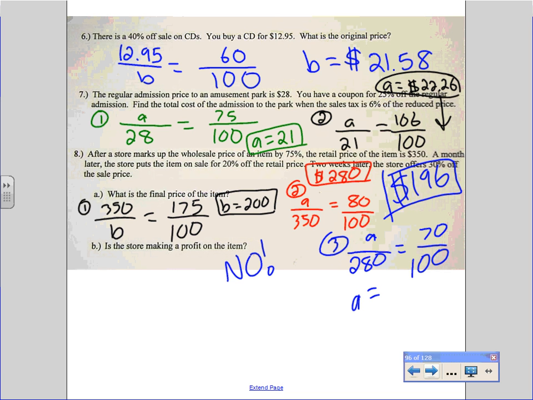Peyton? You need to find the wholesale amount so you can compare it to answer this question. So once you get the final price, which is $196, they ask you, is the store making a profit? You don't know if they're making a profit unless you know what the wholesale price is. This here is the original price, which is the price that the store bought this item at. Okay? So they bought it at $200, which means they need to price it higher than this so they can make money. Does that make sense? Okay. Gia.